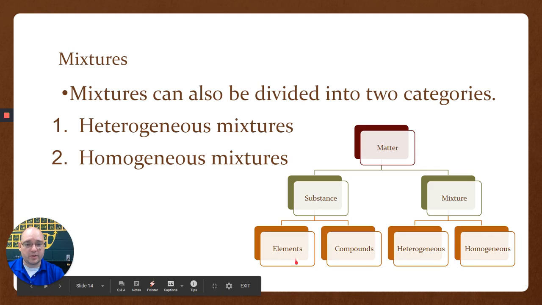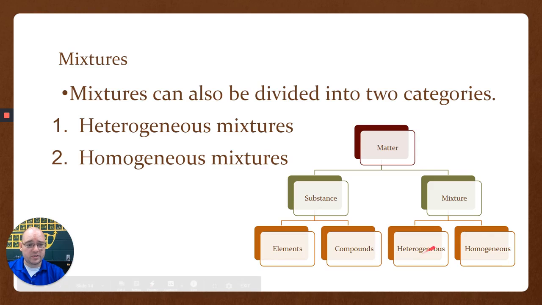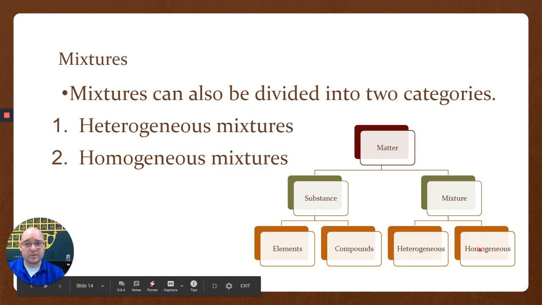So matter is either a substance or a mixture. Elements are on the periodic table. Compounds are made up of elements. Then you have mixtures, which are either heterogeneous, where you can see the different parts of the mixture and the parts are relatively large. Heterogeneous mixtures are either colloids or suspensions.